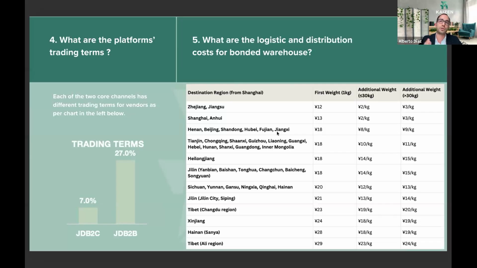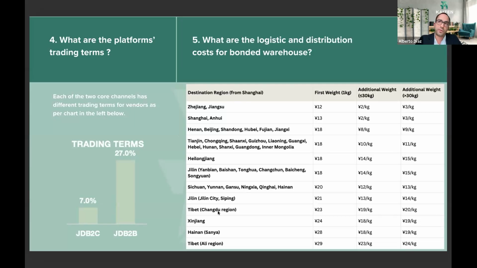So there are other providers that can be used that are about half the price of this, but typically it is about 13 to 15 renminbi per kilo for the initial kilo, and then about 2 renminbi for every extra kilo. So basically, for light products that are going to be shipped in tier 1 and 2 regions of China, this is very cost efficient, but there are even cheaper providers.